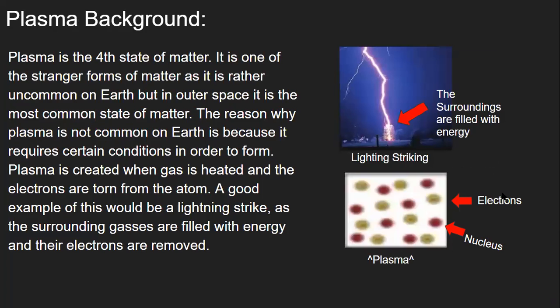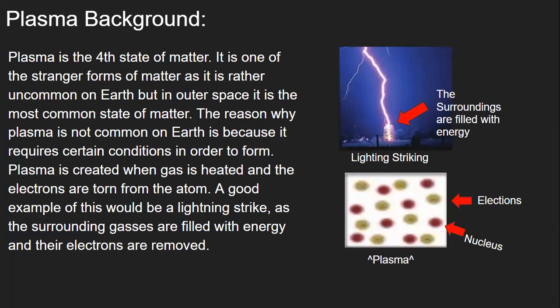Moving on, plasma is the fourth state of matter. It is one of the stranger forms of matter, as it is rather uncommon on Earth, but in outer space it is the most common state of matter. The reason why plasma is not common on Earth is because it requires certain conditions in order to form. Plasma is created when a gas is heated and the electrons are torn from the atom.